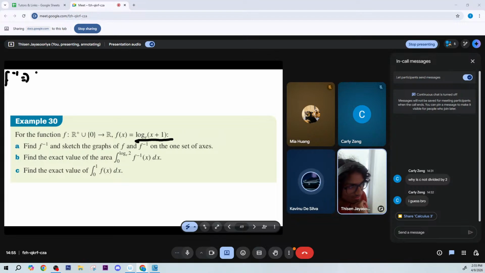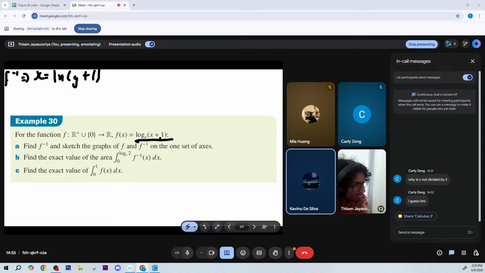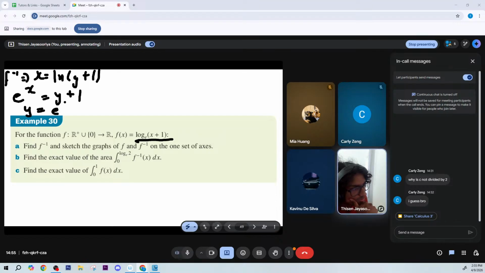Well, x is equal to log e of y plus 1. Then you just rearrange it for y. So just swap x and y. Do you want me to do it or do you want to? Yeah, you can do it. Okay, so you raise it to the power of e, so base e. So e to the x equals y plus 1, then you minus 1. So you get y equals e to the x take away 1. You guys remember that, right? I'm just going to guess yes.